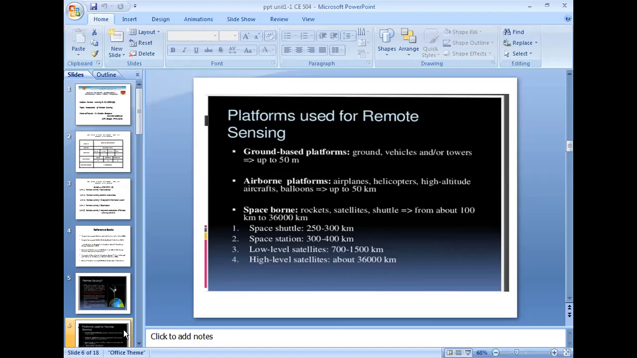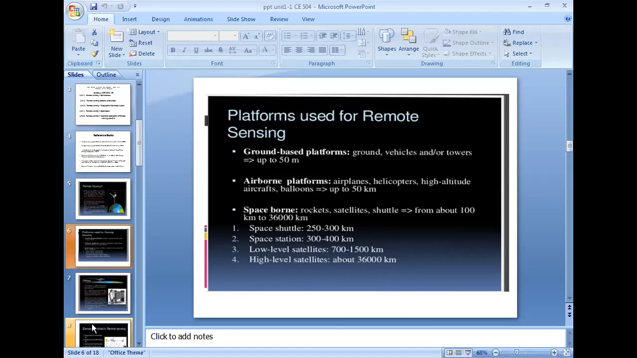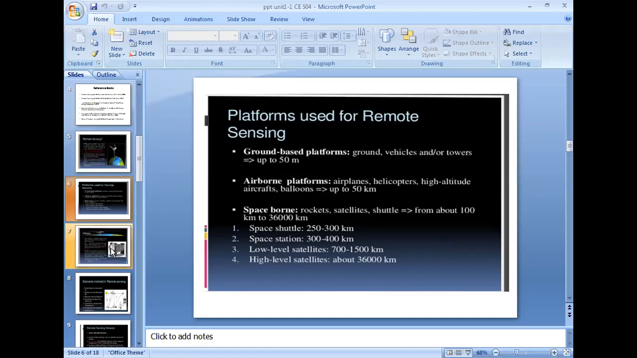Okay, in this also we look at different categories. The space shuttle, its range is 250 to 300 kilometers. If we talk about the space station, then 300 to 400. Low level satellites are moving around 600-700 to 1,500 kilometers. And the high level satellites are the highest, about 36,000 kilometers. Okay, so this is about your platforms.